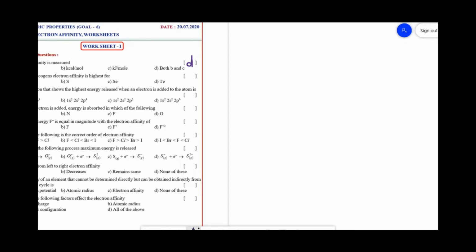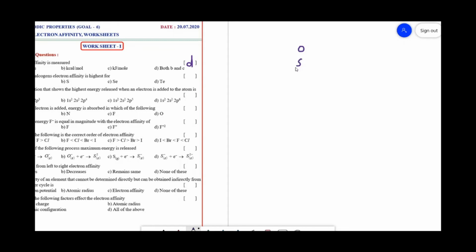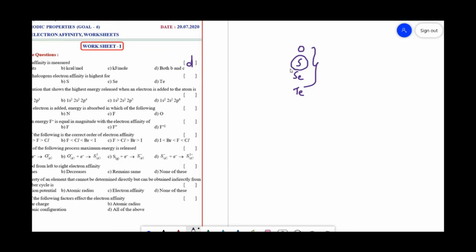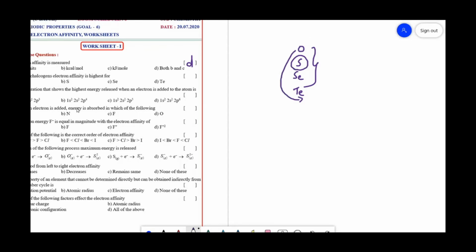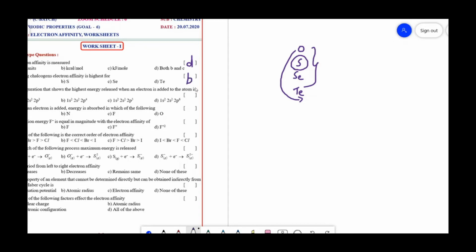Next, among chalcogens, electron affinity is highest for. So chalcogens means oxygen, sulfur, selenium, tellurium. And in this, sulfur will have the highest electron affinity and oxygen will have the least electron affinity. So in the question he is asking highest, so the answer is B. And in the complete periodic table, the element with the most electron affinity is chlorine.